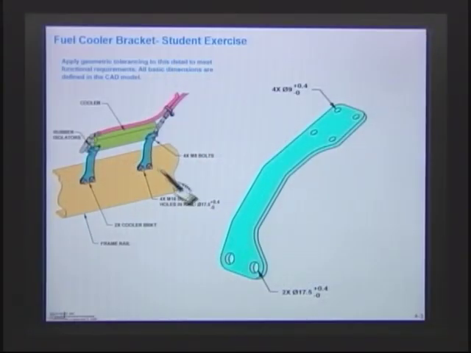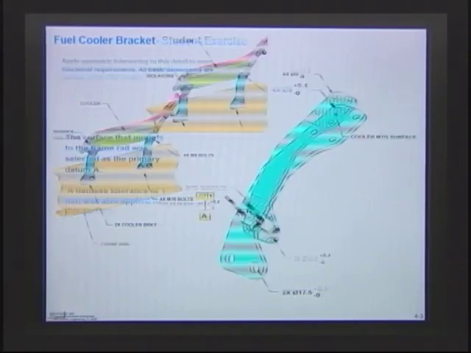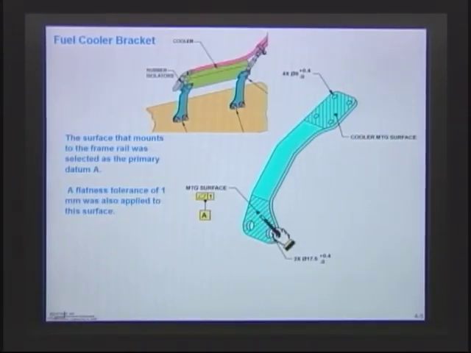All right, let's take a look at our problem here. You notice the way the part mounted. It mounted up against that face. So what I did, I picked that as the primary datum. Now, why I picked it, let's take a look at the model.